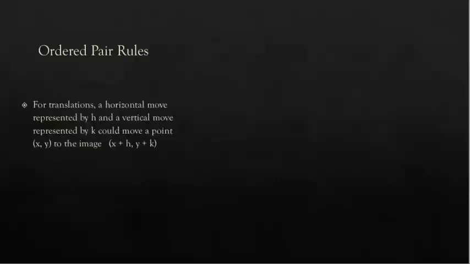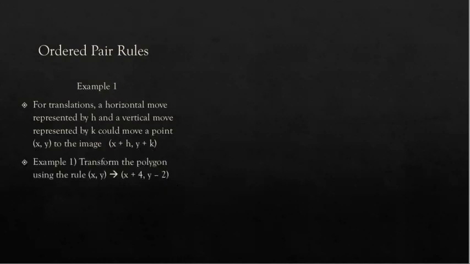So ordered pair rules are for translations. We can have a move that we can represent with this rule from (x, y) to the image. Sometimes it will be something like this, (x + h, y + k). And that's for a translation or a slide. We can represent it with this rule of how we are going to transfer an ordered pair (x, y) to a different ordered pair.